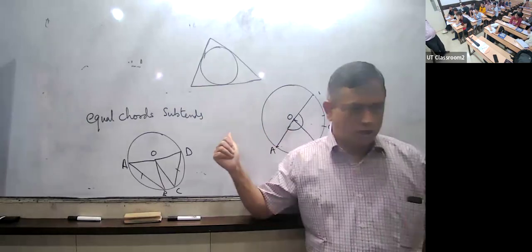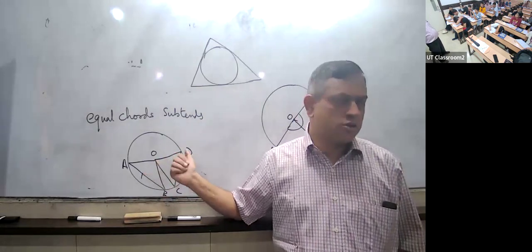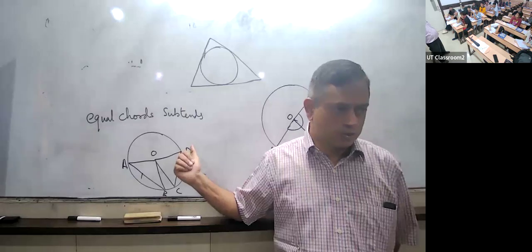Do you follow what is the second theorem? If two chords subtend equal angles, then the respective chords are equal. That's the second theorem. Okay.